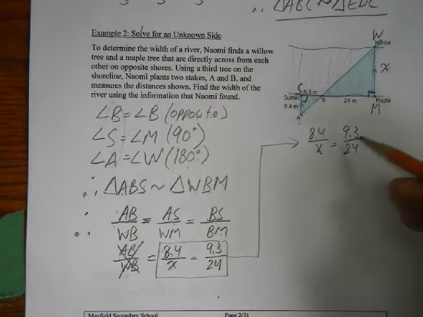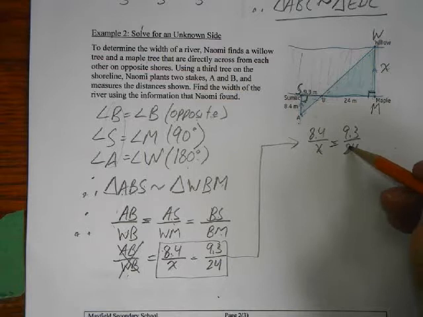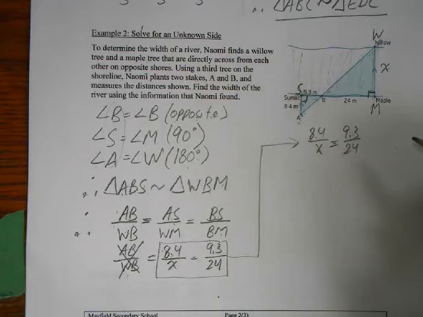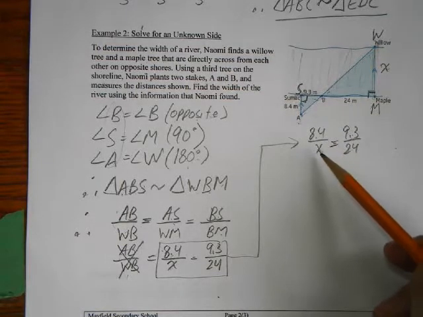A lot of you would say, well, let's just cross multiply. 8.4 times 24 is equal to x times 9.3. That's okay. Another way you can do this, now you can't just multiply everything by 8.4 because the x is on the bottom, and that's a bit of a problem.